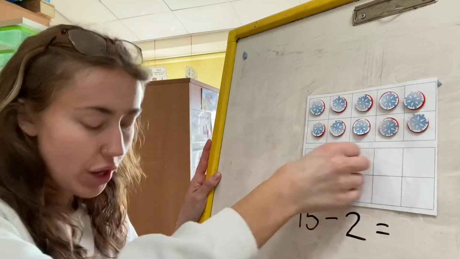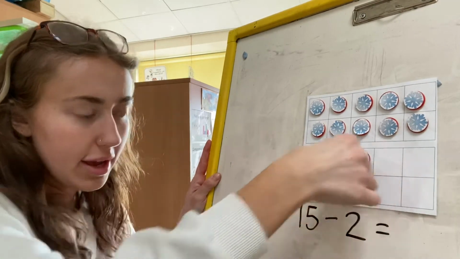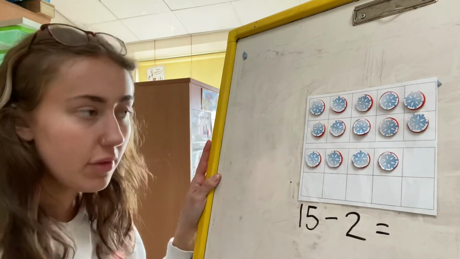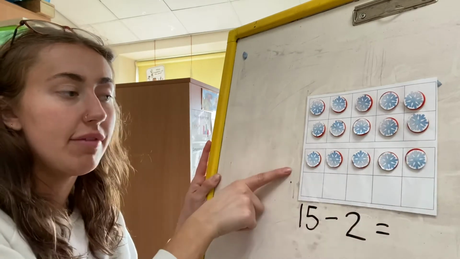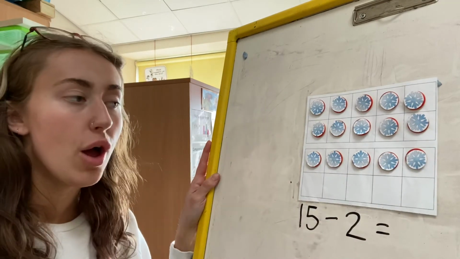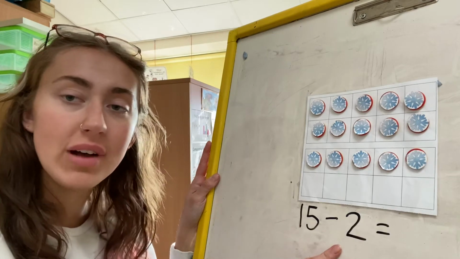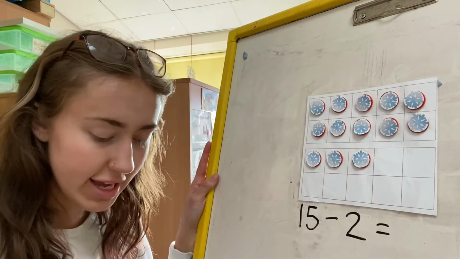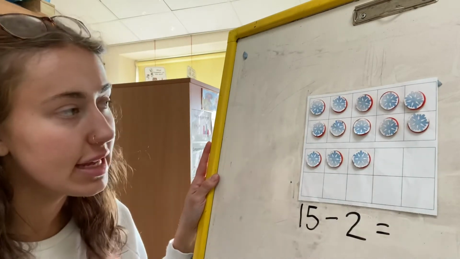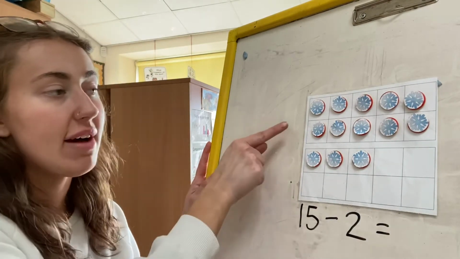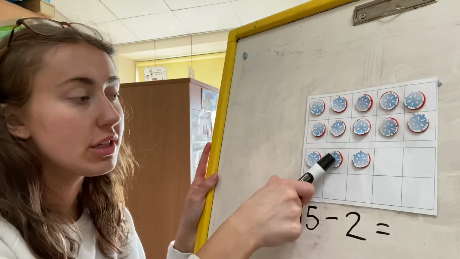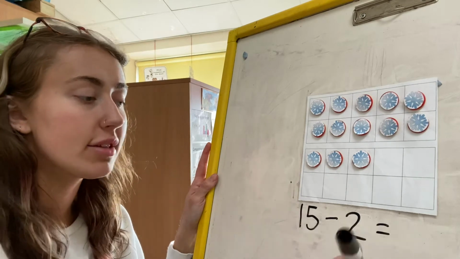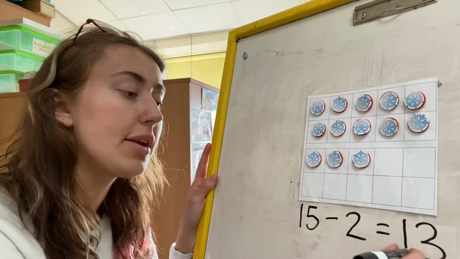1, 2, 3, 4, 5. So we've got our 1 ten and our 5 1s, so that makes 15. But we're going to take away 2 to find out the answer to our equation. So 1, 2. I've taken them away. So let's have a look and see how many we have left. We have our 1 ten and we have 1, 2, 3 1s. So that means that 15 subtract 2 equals 13.